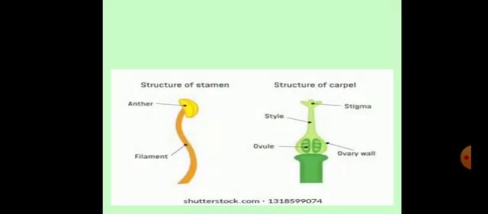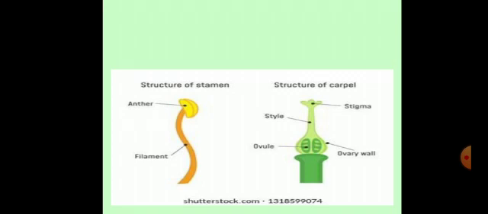Look at this figure, dear students: structure of stamen and structure of pistil. In the structure of stamen, there is a filament and anther. Inside the anther, the male gametes or pollen grains are present. On the right side is the structure of carpel or pistil. This gynoecium has three parts: stigma, style, and ovary.